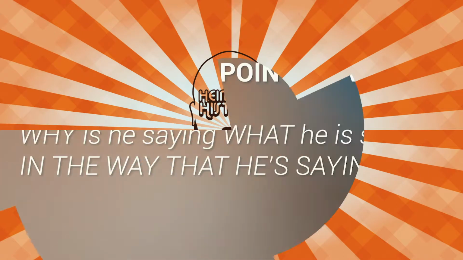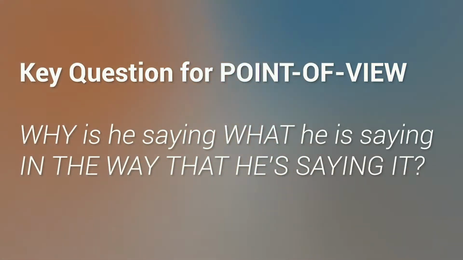You see, in English class, point of view indicates who is telling the story. Is it first person, second person, or third person? Historical point of view has nothing to do with that. To source for point of view, you need to ask the following question. Why is he saying what he's saying in the way that he's saying it? Or why is she saying what she's saying in the way that she's saying it? You get it. Now, the special sauce of that question is in that phrase, in the way he's saying it.